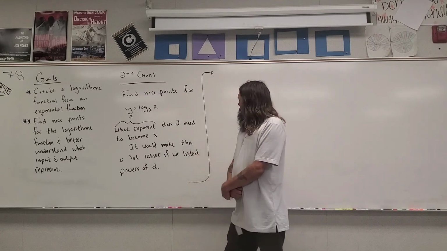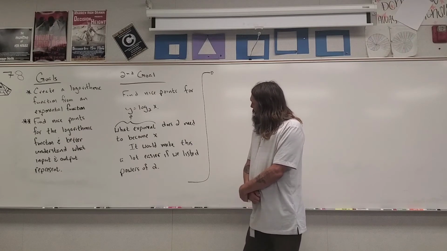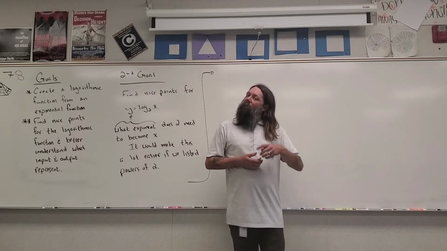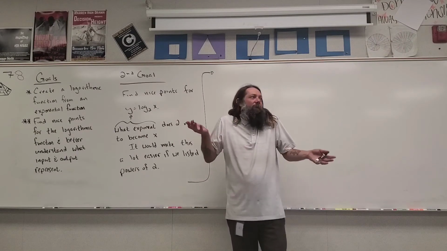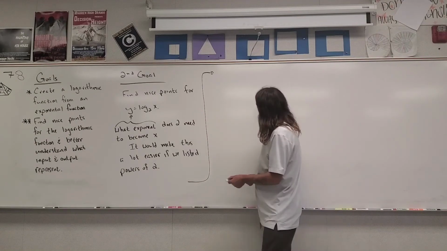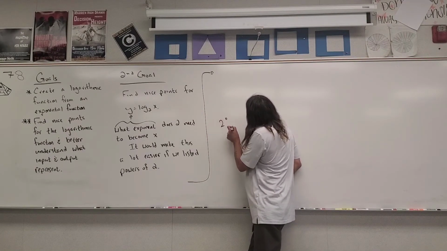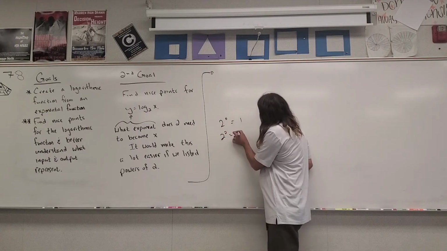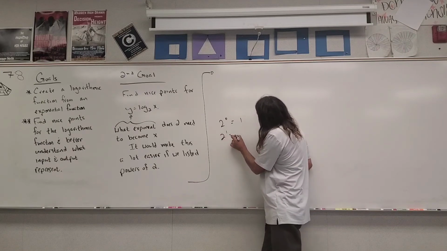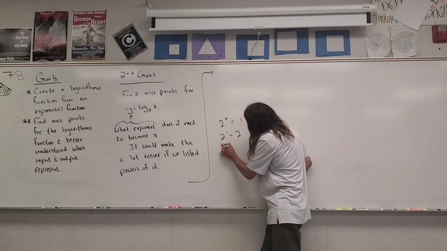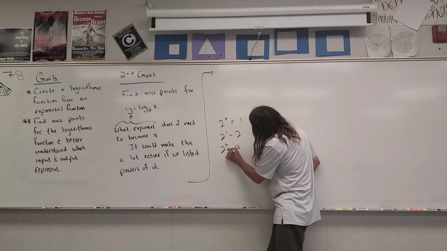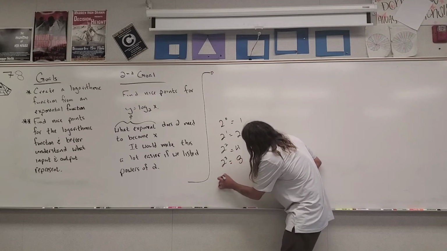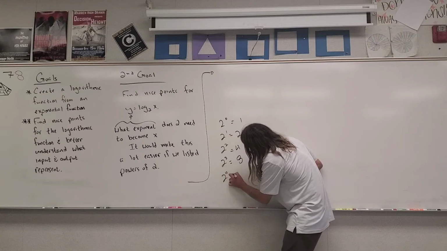All right, so it would make this a lot easier if we listed the powers of 2. If we know what values we get with specific exponents, then we know what exponent we need, right? So I'm going to start in the middle. 2 to the power 0, that's 1. 2 to the power 1, that's 2. 2 to the power 2, that's 4. 2 to the power 3, that's 8. And 2 to the power 4, we'll just go to 16.